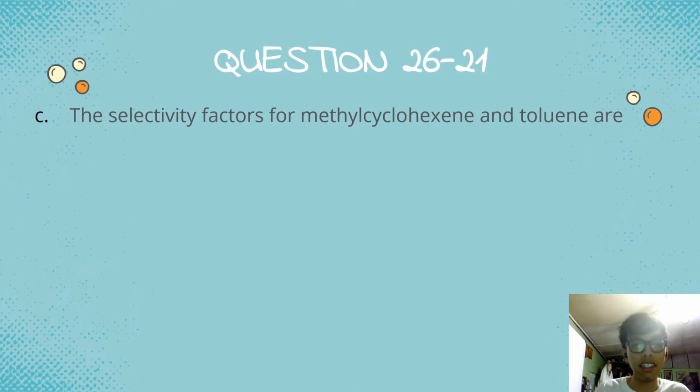Lastly, for letter C, the selectivity factors for methylcyclohexene and toluene are given by this formula, which takes the ratio of the retention time of the component which has a greater retention time over the component which has a lesser retention time, each subtracted by the retention time of the carrier gas. It's given by this formula here.